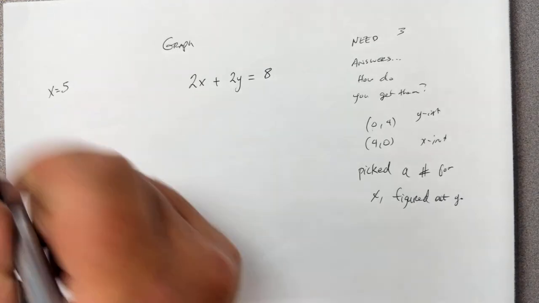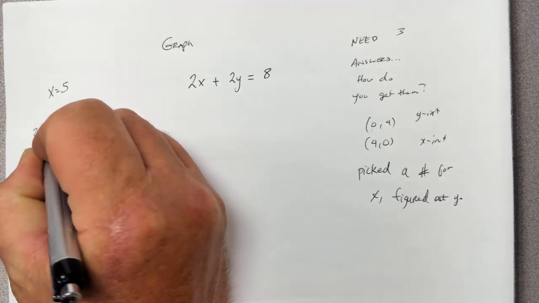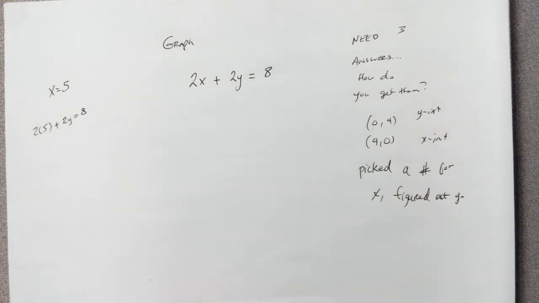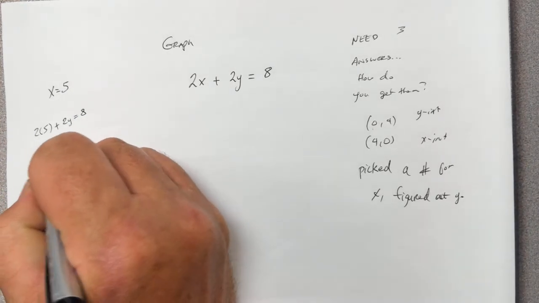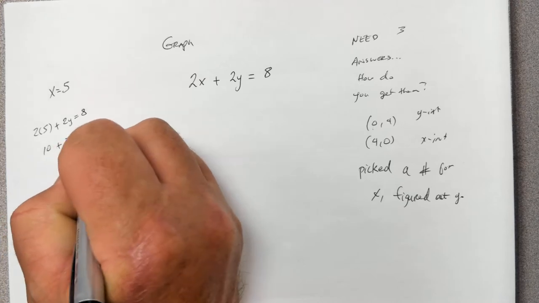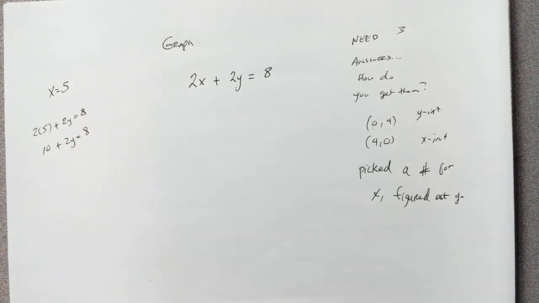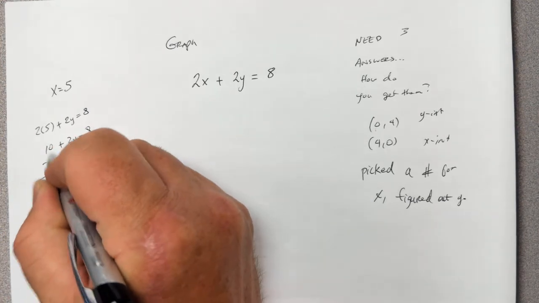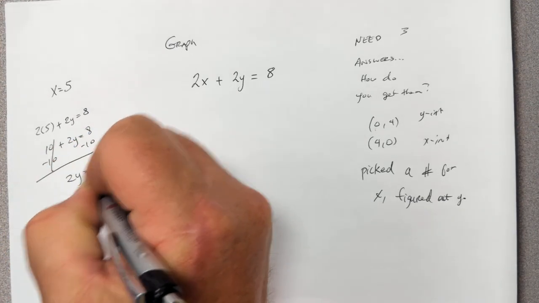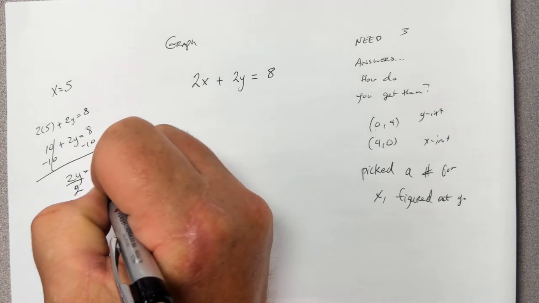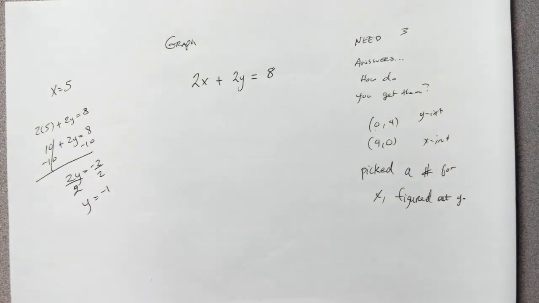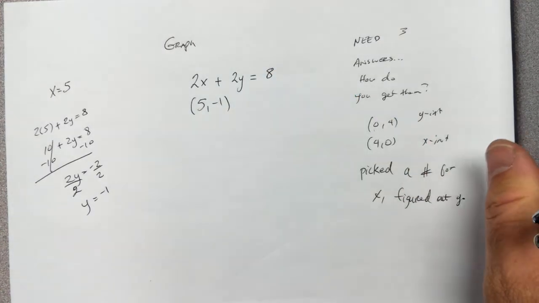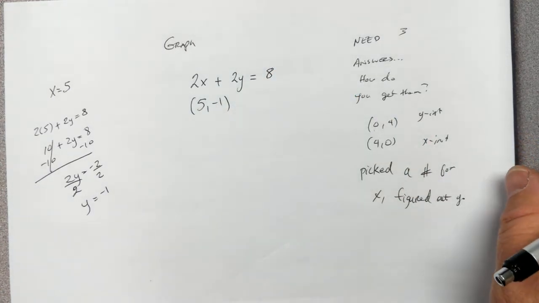But then, if you put 5 right there, this is what you do. Do you see? 2 times 5 is 10. Let's see here. You could solve this, right? Oh, wait, how do we solve that? Oh, yeah, subtract. 2y equals negative 2, so y is equal to negative 1. So that would give me the point 5, negative 1. That's how you do it.